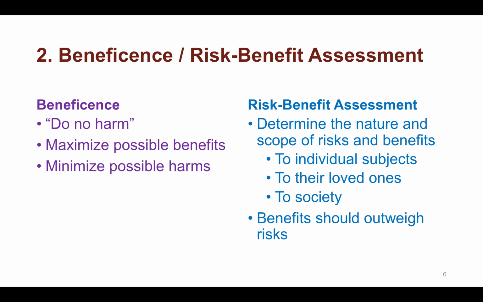The second principle is beneficence, and its corresponding application is a risk-benefit assessment. So beneficence refers to the notion of doing no harm. So basically trying to maximize the possible benefits to your participants and minimize the possible harms. So risk-benefit assessment is basically just determining the nature and scope of the risks and benefits, and weighing them against one another to make sure that the benefits outweigh the risks. And this includes risks and benefits to the subjects themselves, to their loved ones, and to society at large.